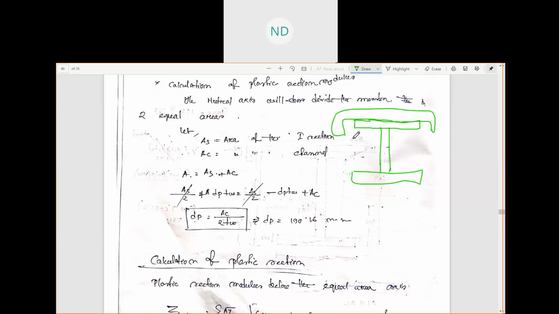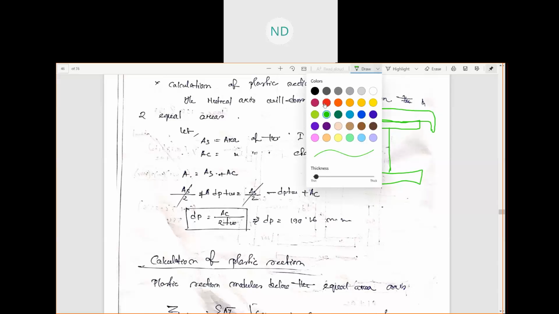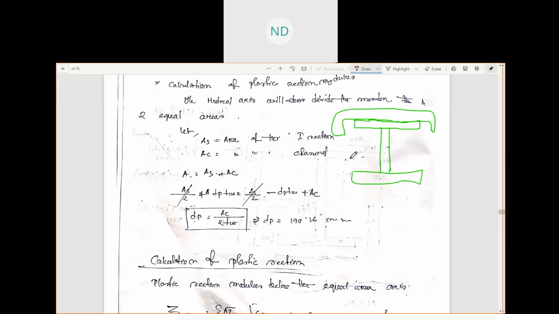So here you see, this is your gantry girder. Suppose this is your 300, half of the I section here. Now here you see the neutral axis will divide the member into two equal areas.